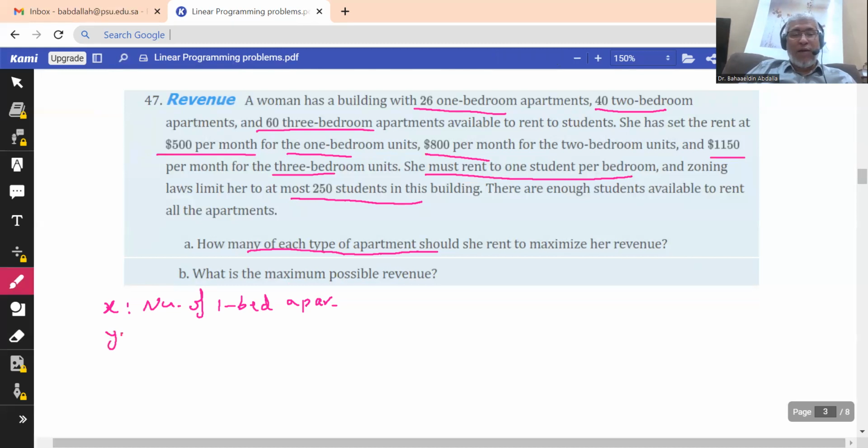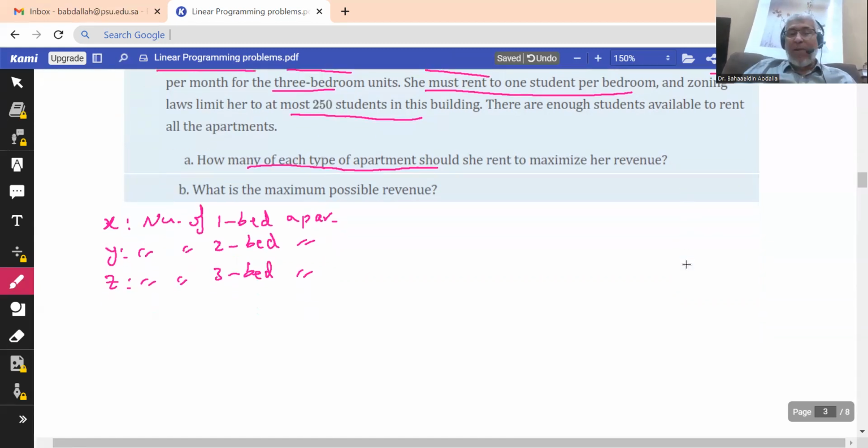Y, the number of two bedroom apartments. Z would be the number of three bedroom apartments. So this is very important. The question will always give you the decision variables X, Y, and Z to maximize her revenue. So this is the function we need to maximize. And here I can write the objective function. Maximize the revenue.